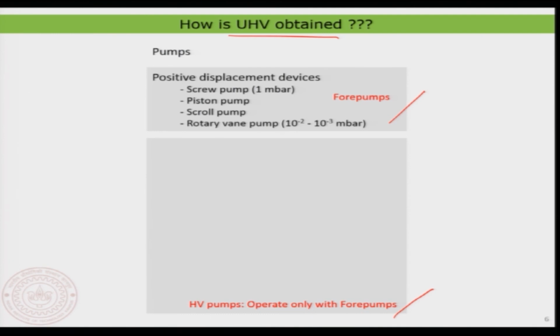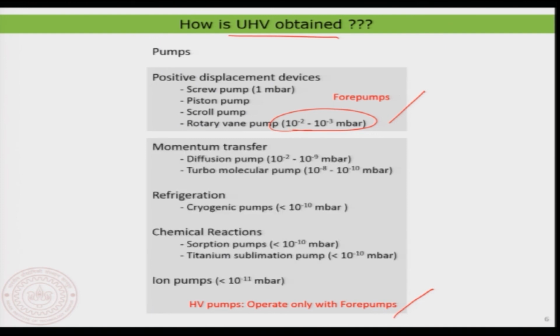This is something you come across in everyday life. Once you pump the chamber with this pre-vacuum, you generate a small vacuum inside, about 10 raised to minus 2 to minus 3 millibar. Once you obtain this so-called pre-vacuum, you go to the real high vacuum pumps, which are of different types, using momentum transfer, or refrigeration, or even chemical reactions for pumping the gas inside the chamber. We are going to look mainly at the high vacuum pumps only. The pre-vacuum pumps you might have already seen in your daily life.